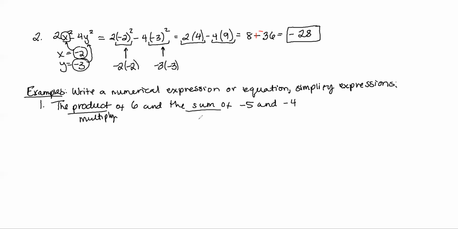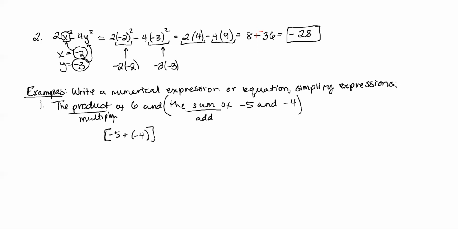Sum means we're going to add. And we have the sum of -4 and -5. So remember, always group those together. So I'm going to go ahead and write that one down first. So sum of, and I'll use brackets because we're going to want parentheses around that -4. So sum -5 plus -4.